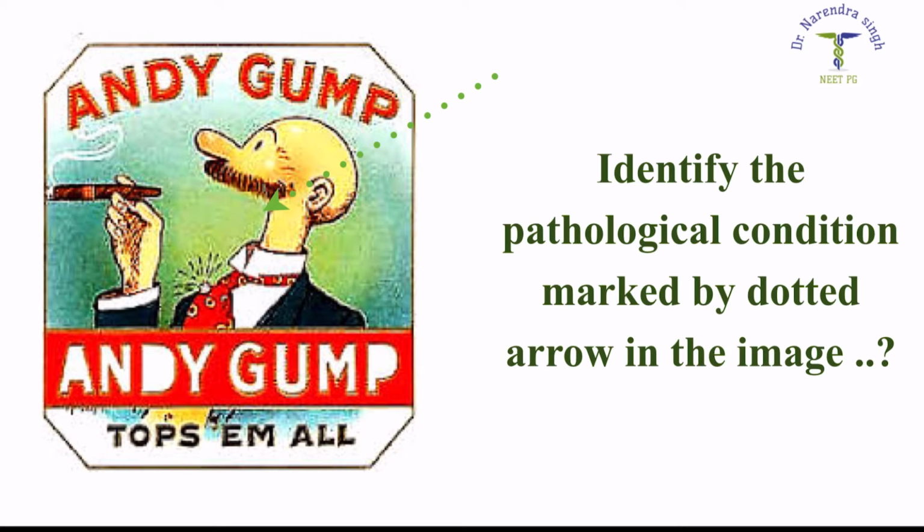As we can see, an image is shown in which the structure in the mandibular region is absent. This area is marked by the dotted arrow. So today we have to learn about this deformity, which is commonly known as Gump deformity in ENT practice.